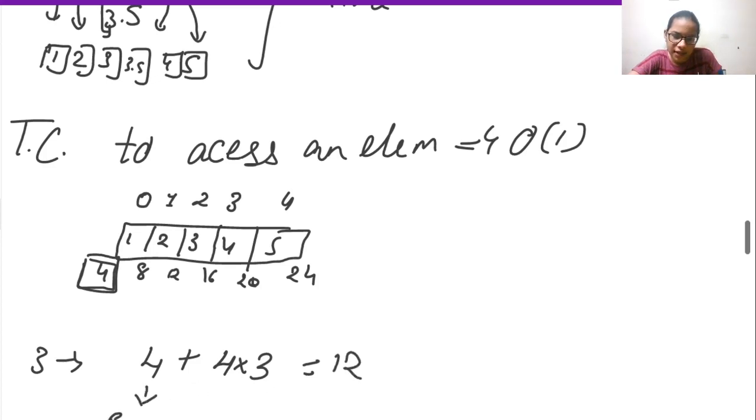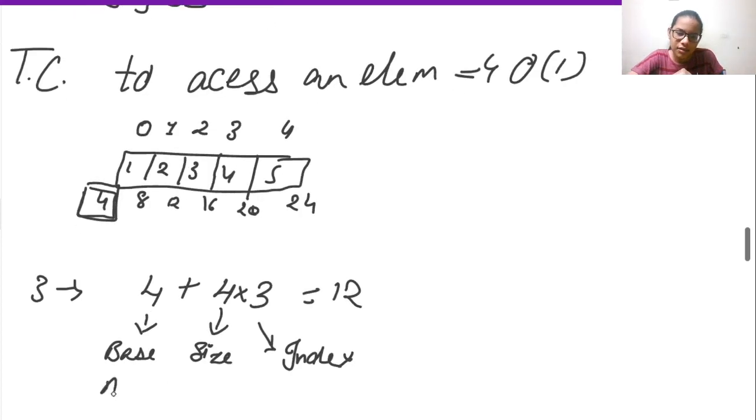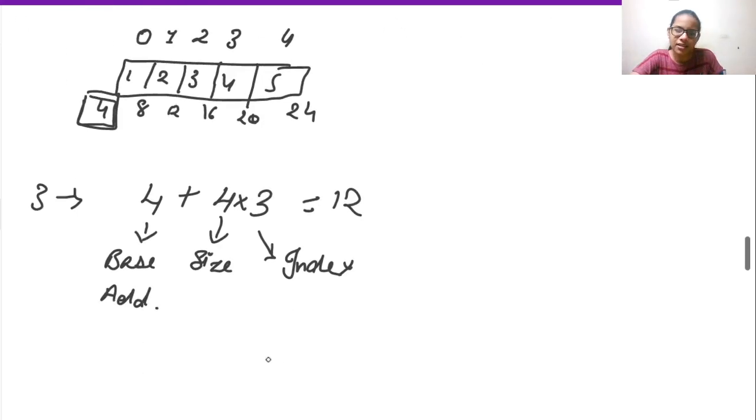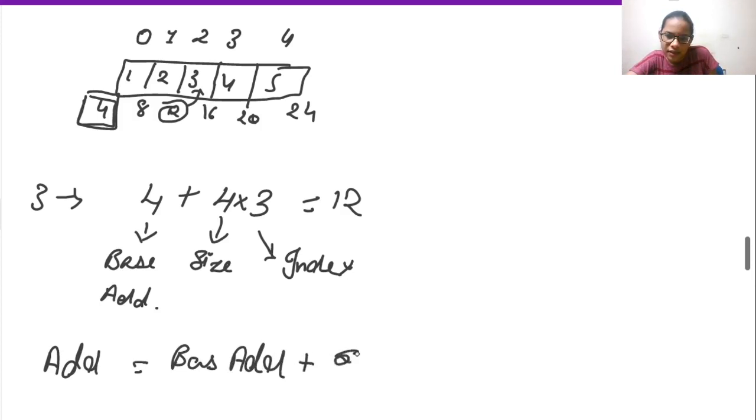So this is our base address, this is the size, and this is the index. So what is the formula to find the address of an element at a particular index? Now the address of the element has been found out, and it can easily say, give me the element at address number 12. So the address of an element in an array will be equal to base address plus size into index.